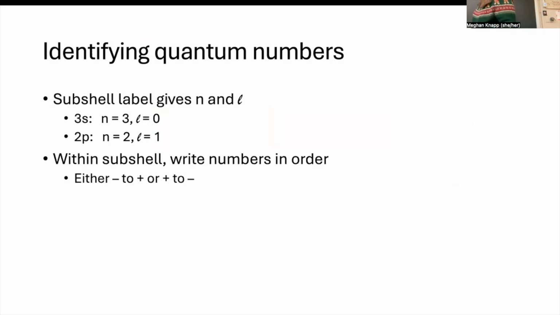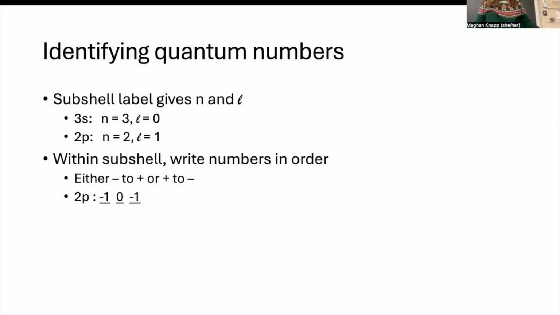Then when I get to m sub l, I need to label the orbitals. So I can either go minus to plus or plus to minus. Most Gen Chem textbooks do it like you would in grade school, start with the negatives and go to positives. There are reasons that an inorganic chemist like myself usually starts with a positive and goes to negative. So my convention is to go the other way. Just tell me which way you're doing it.